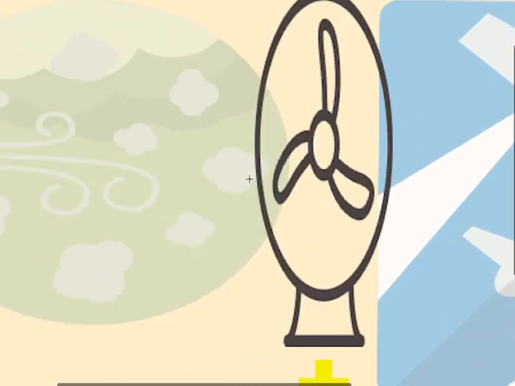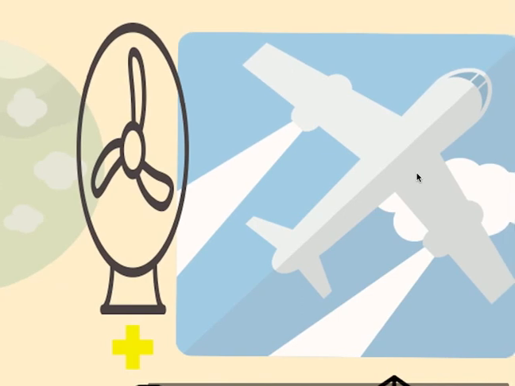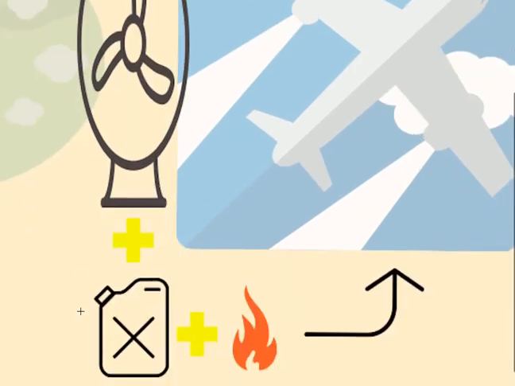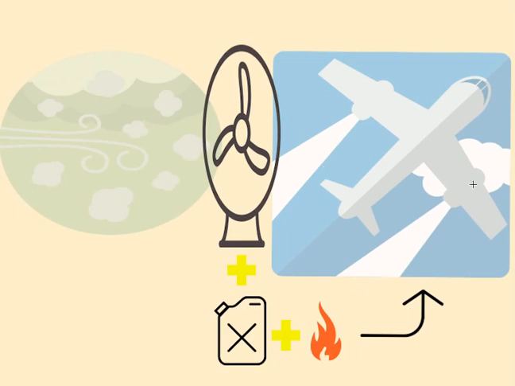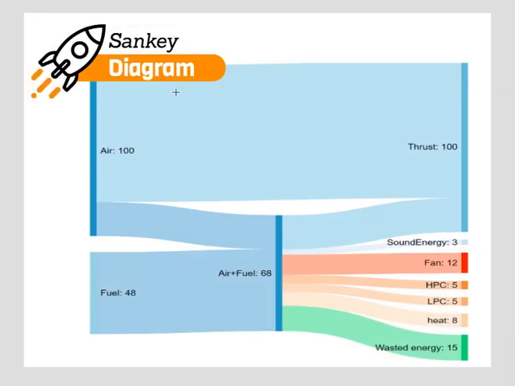First, air is absorbed by the fan. A portion of the air is used to generate thrust, and the rest is compressed and then mixed with fuel for ignition, whose energy is used for the functioning of the components and to generate thrust. You then draw a Sankey diagram which looks like this. We have air and fuel as an energy input.